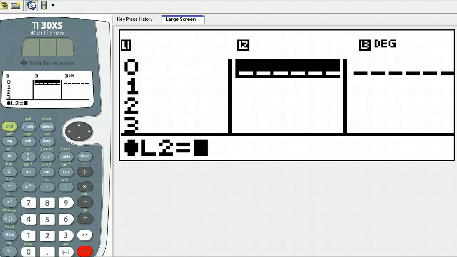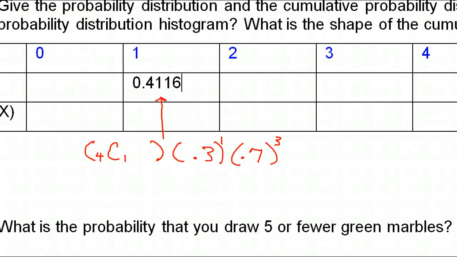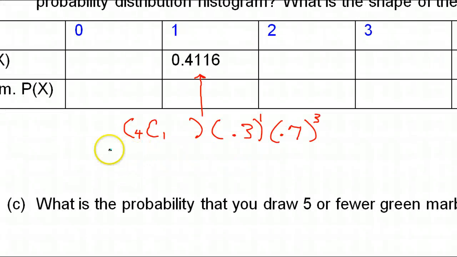Now, I'm just going to type in what we had here, but with one small change. When I put this in the calculator, it's going to look like this. The 4 would not change no matter which of these x values I were looking at, because 4 is the total.